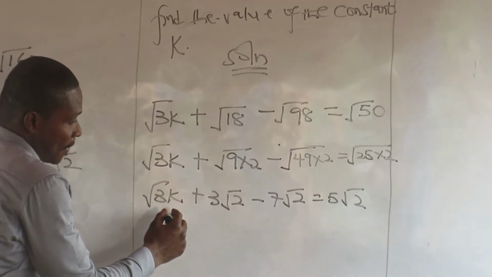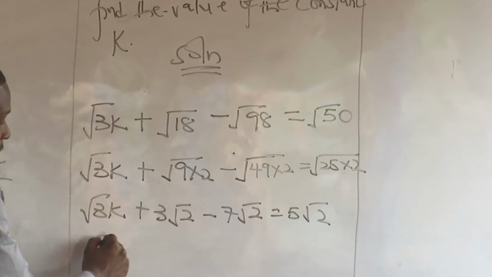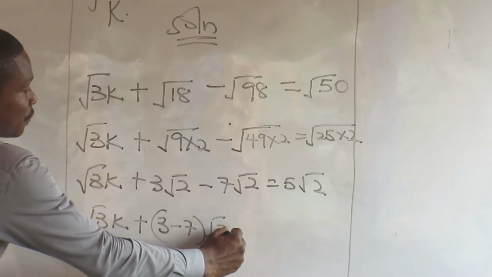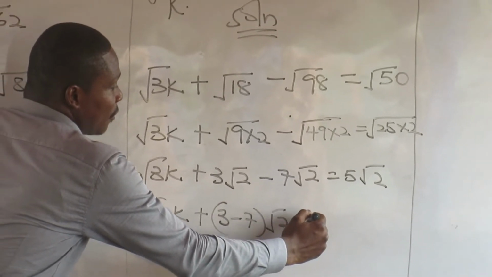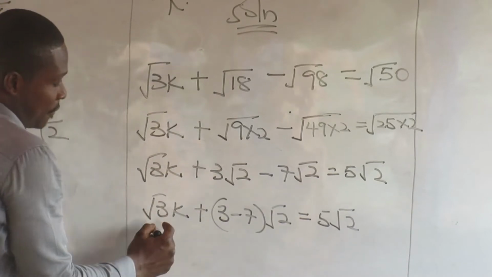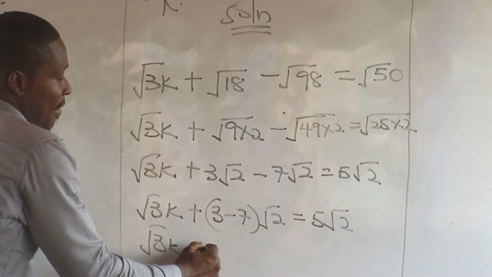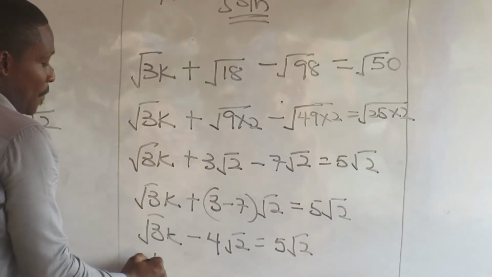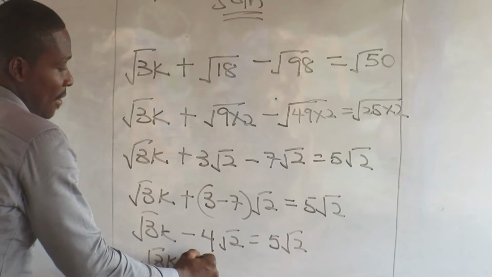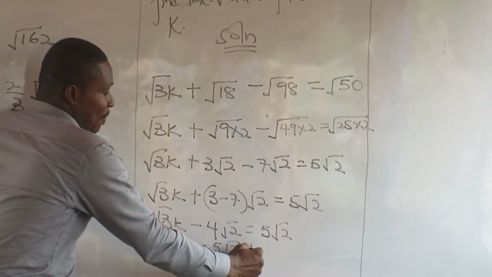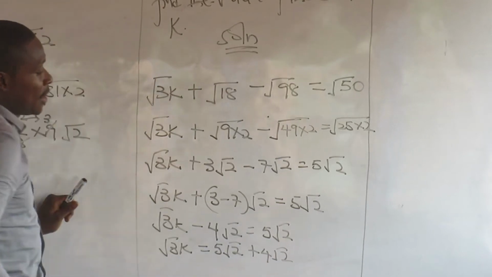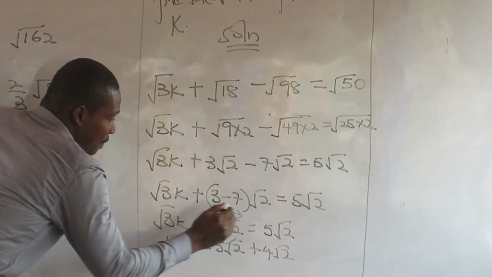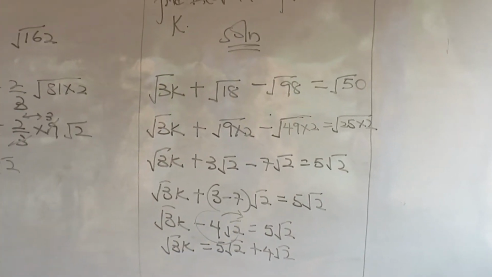Now, I can have root 3k plus 3 minus 7 all root 2 equals 5 root 2. You rearrange again, so don't worry. Root 3k minus 4 root 2 equals 5 root 2. Root 3k equals 5 root 2 plus 4 root 2. Got it? I took this to the other side. Good.